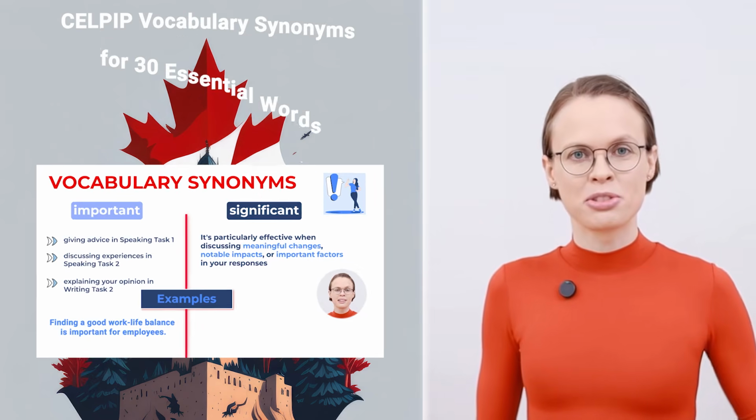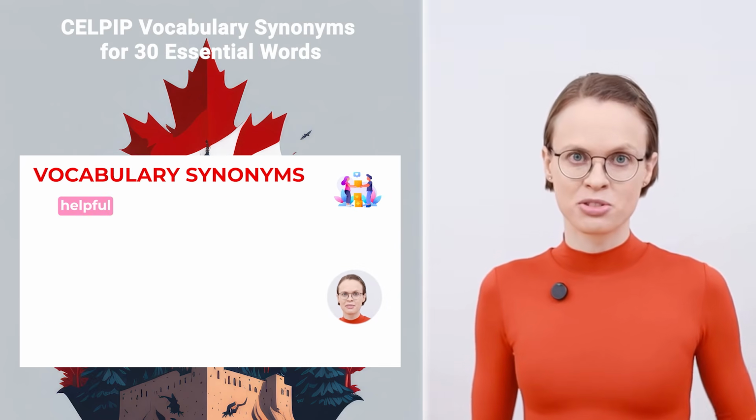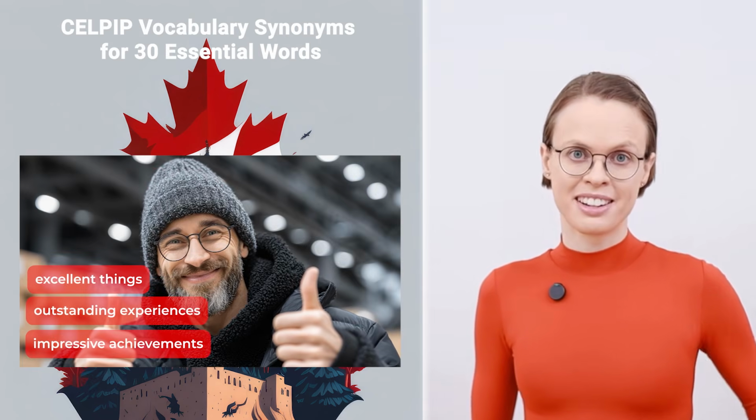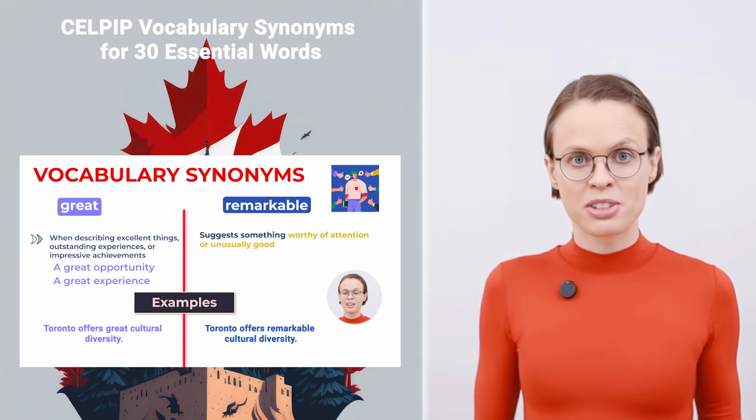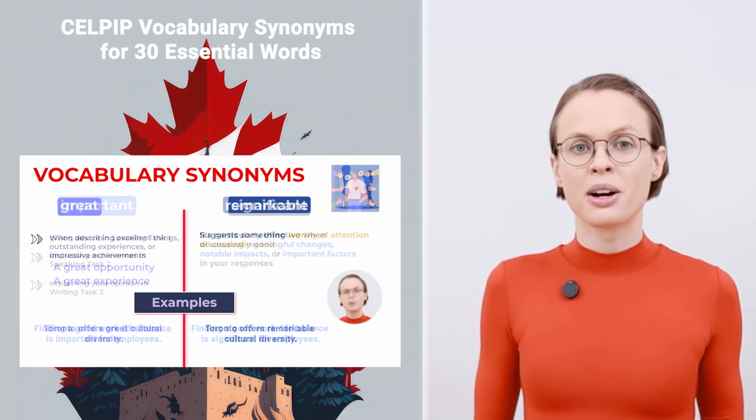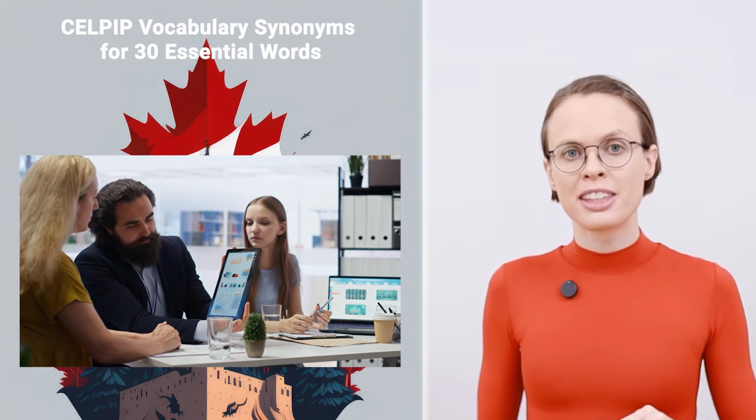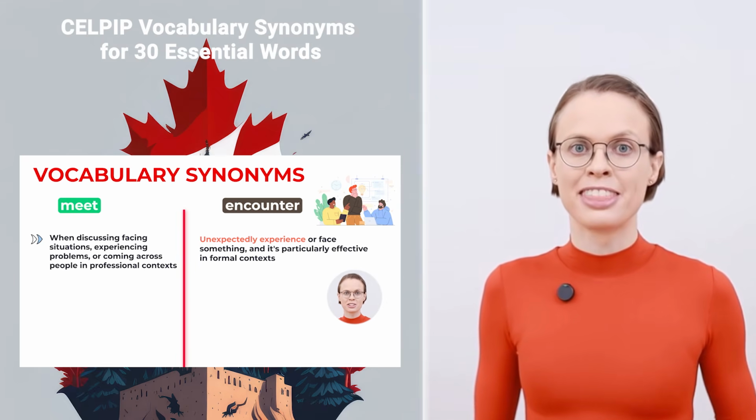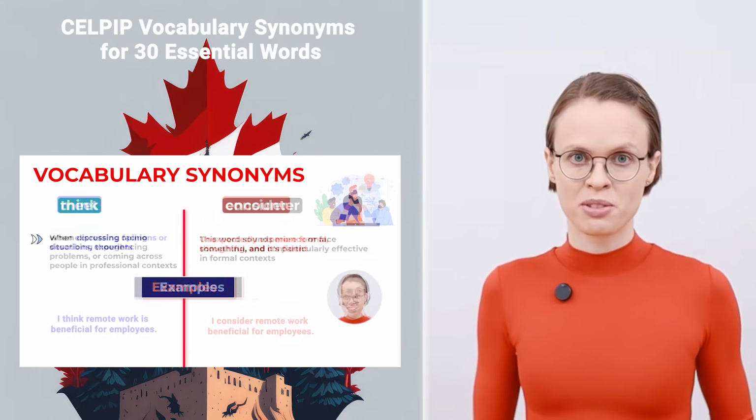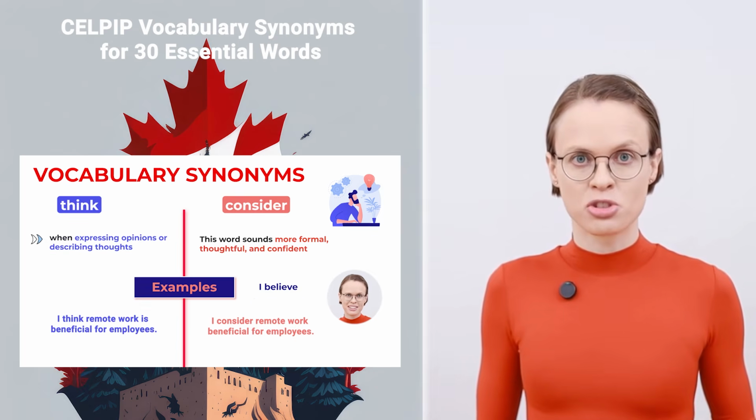In this video, you'll learn advanced synonyms for 30 essential words you'll use constantly in the CELPIP. These are words that appear frequently in everyday Canadian contexts, so learning advanced alternatives is absolutely essential. By the end of this lesson, you'll be equipped with powerful vocabulary to boost your score.